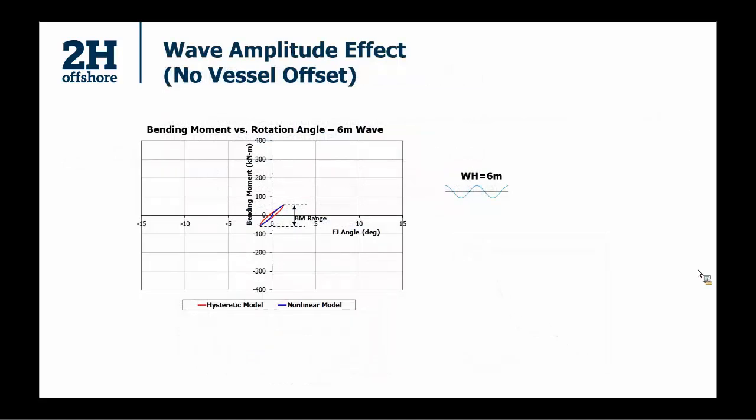First, we want to look at the wave amplitude effect. In this case, we assume there is no vessel offset, which means the flex joint mean angle is equal to 0. The output results we plot on the slide are the bending moment versus flex joint angle. When the wave height equals 6 meters, we see that the load cycles for the nonlinear curve method always follow the blue lines, which are the same as the input nonlinear stiffness curve, on both the positive and negative sides.